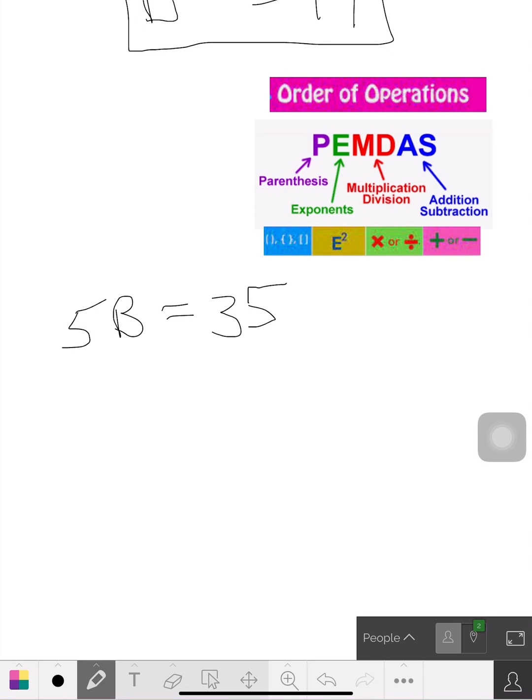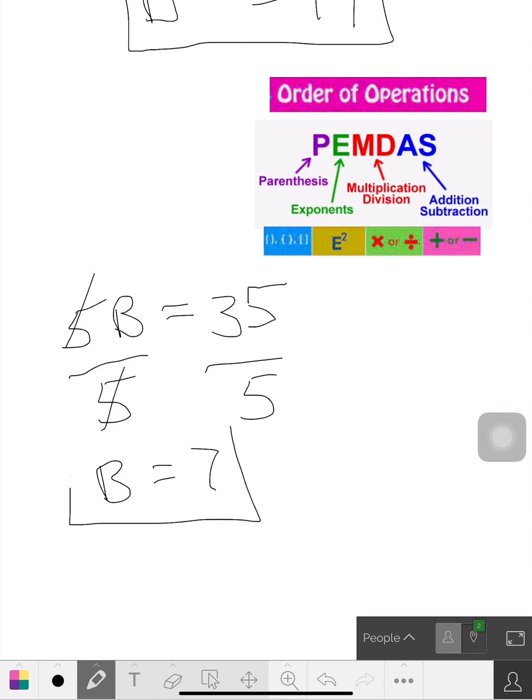So let's do a division because we're going to do the inverse. We want to do the opposite of it. Okay? So let's divide both sides by 5. These 5s will cross out, so we end up with b equals 7. And that's the answer. So let's square that off so the teacher will know that's our answer. So that's all there was there.